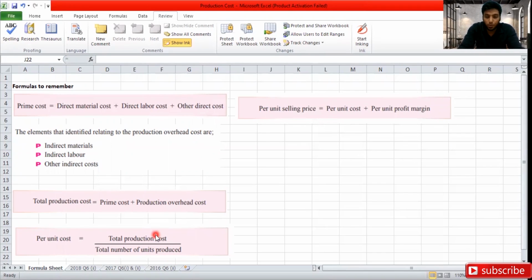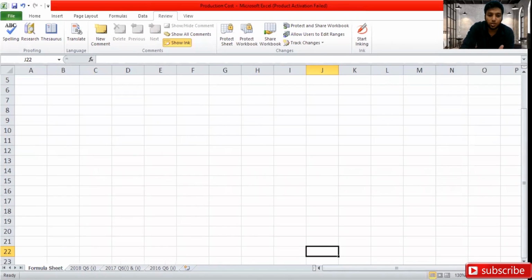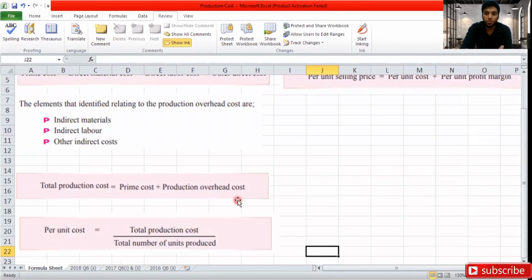Then we move on to total production cost. You have two types of components in total production cost. When you have all the direct costs along with the indirect costs, if you add both together, we call it total production cost. We call it prime cost, or total prime cost, and the other is production overhead cost. When you combine the indirect total and the direct total, you will get total production cost.